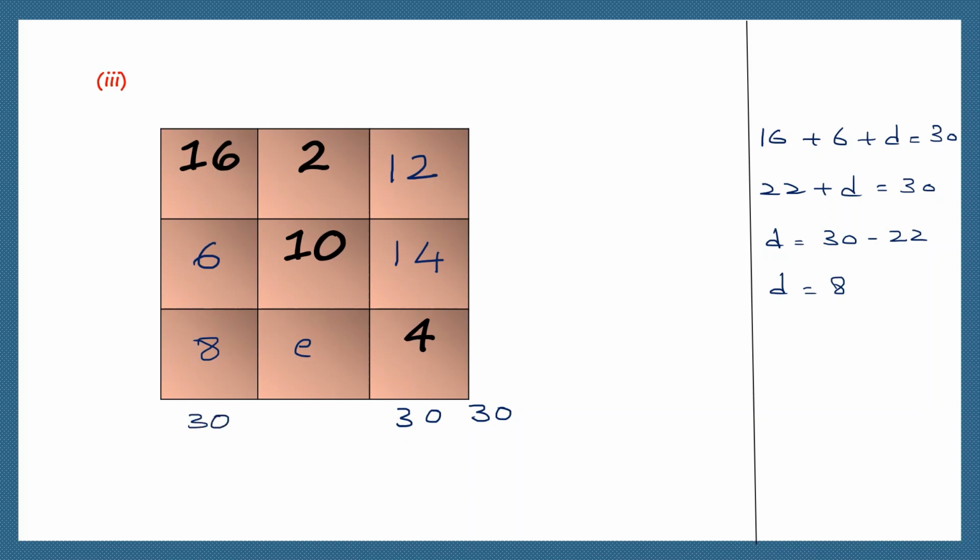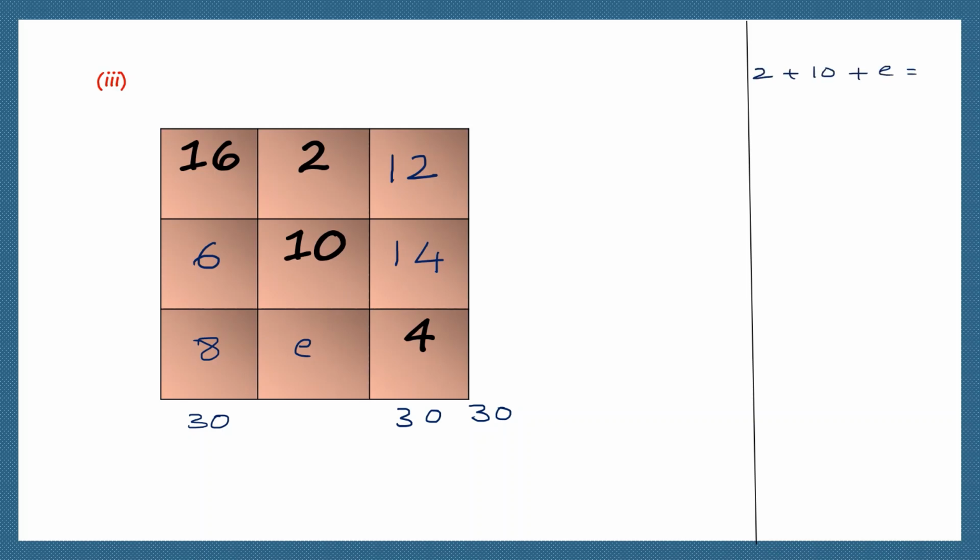So now we can find the value of E. So 2 plus 10 plus E should be equal to 30. 2 plus 10 is 12. 12 plus E is 30. So to find the value of E, what do we say? 30 minus 12. So E will be equal to 30 minus 12, which is 18. So we have found the value of E. E is 18. Now let's add up and see whether we're getting this.